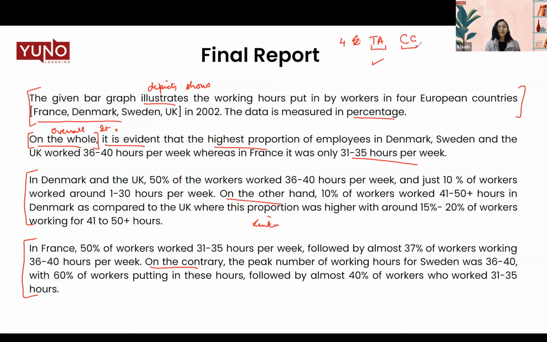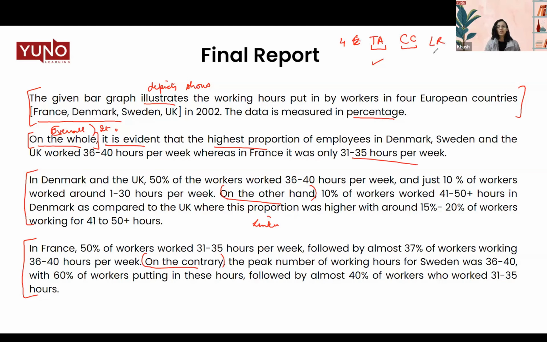So you give it a structure, you write the overall, and you mention all the body paragraphs and the data in it. That is how your coherence and cohesion will be measured. Apart from this, these linkers that we talked about, for example, overall, then on the contrary, are also considered for your coherence and cohesion.